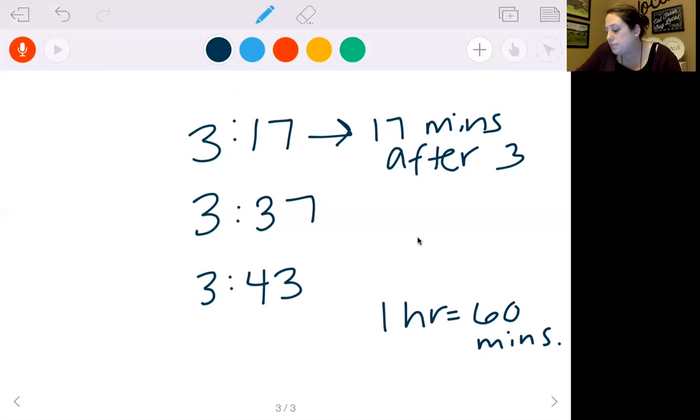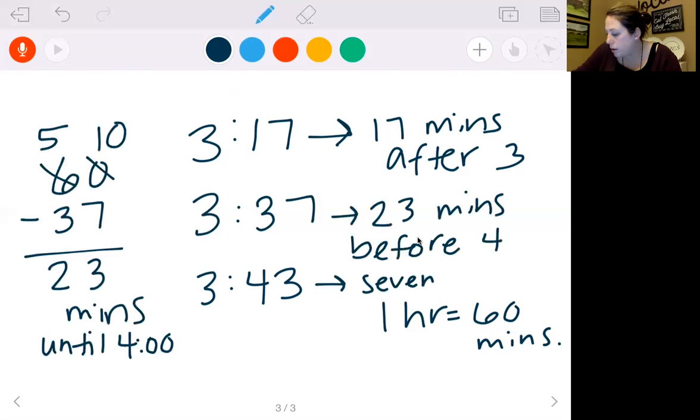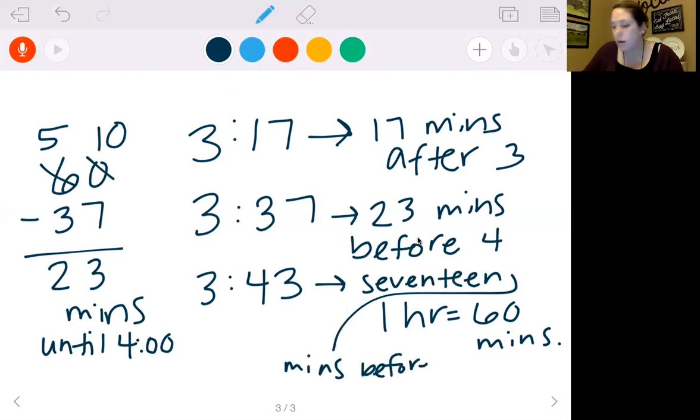23 minutes before 4. So then this one would have to be 17 minutes before 4. I'm going to finish it down here. Okay, so these are different ways to say 3:17, 3:37, and 3:43. You're not likely going to hear these in real life, but it is important to know how to say these.